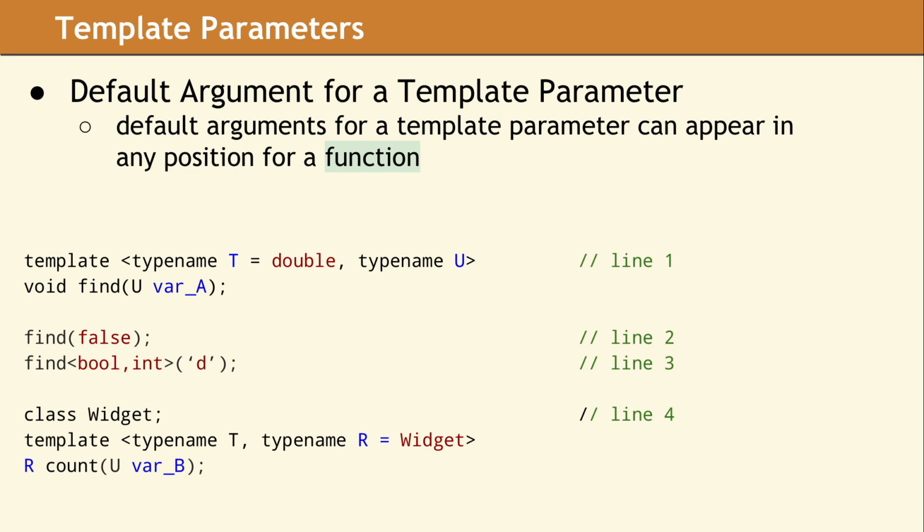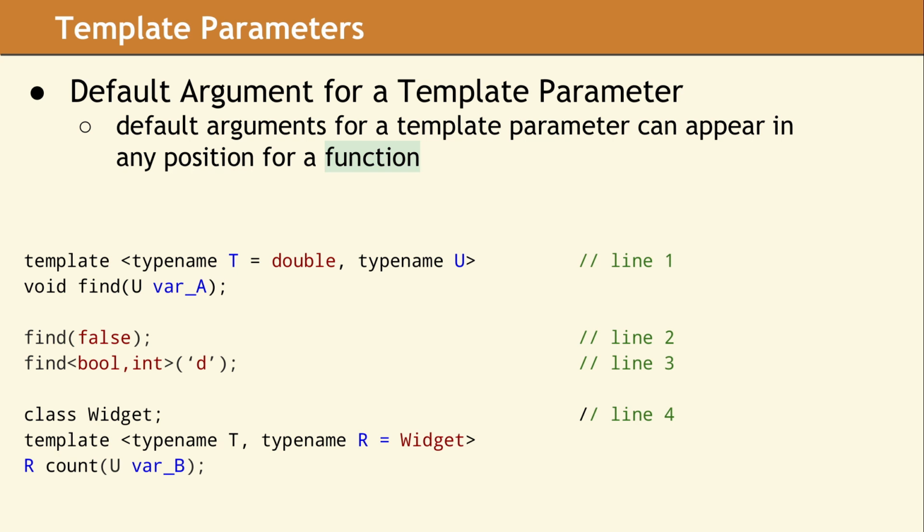The requirements for where default template arguments can appear in a declaration seem pretty normal. However, these rules are relaxed when compared to the rules for default arguments on a non-templated function. On the first line, t and u are template parameters, and the variable var a is a function parameter. The parameter t has a default argument of type double. The parameter u will be deduced based on the data type of var a. This is valid code for both templated functions and templated methods.